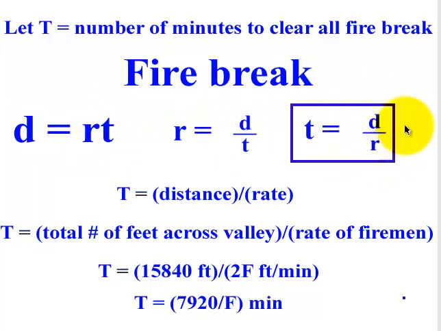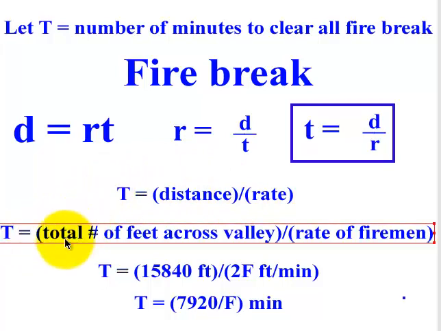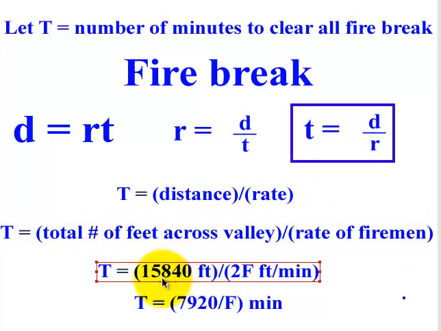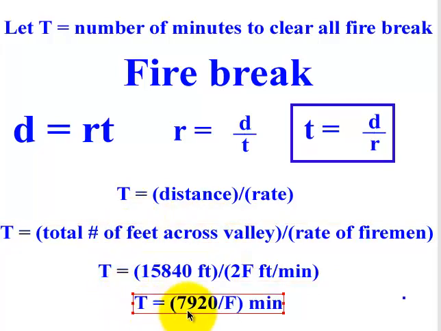You guys get used to this formula. It's used a lot in these problems. Okay. So the time is going to take the distance divided by the rate. Okay, and we broke it down here. The total number of feet across the valley, which was 3 miles, divided by the rate, which is the rate of the firemen and their fire break ability, their speed. So 3 miles, I changed it into feet, is 15,840 feet divided by 2 times F. Remember, big F is the total number of firemen with the feet per minute unit. So this boils down to, the feet cancel out, 7,920 divided by F minutes. That's how long it's going to take to build the fire break. Fire break taken care of.